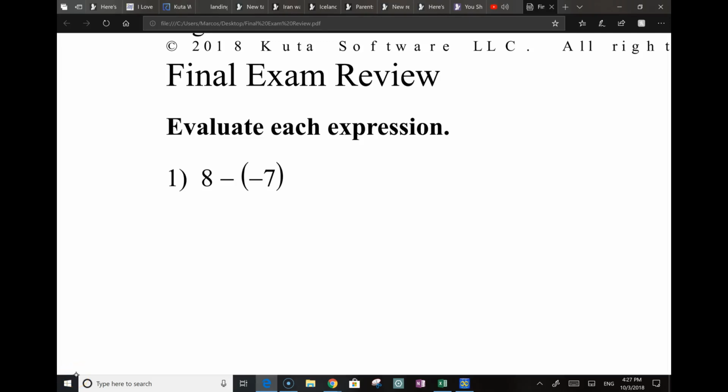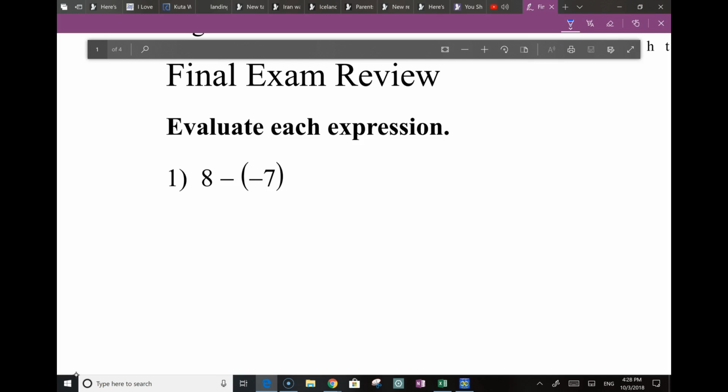I'm here to cover the final exam review. For those of you who are tuning in who are not part of my class, this is just an overall review of basic algebra going from operations with integers all the way up to absolute value equations and inequalities. So with that, let's go ahead and get started.